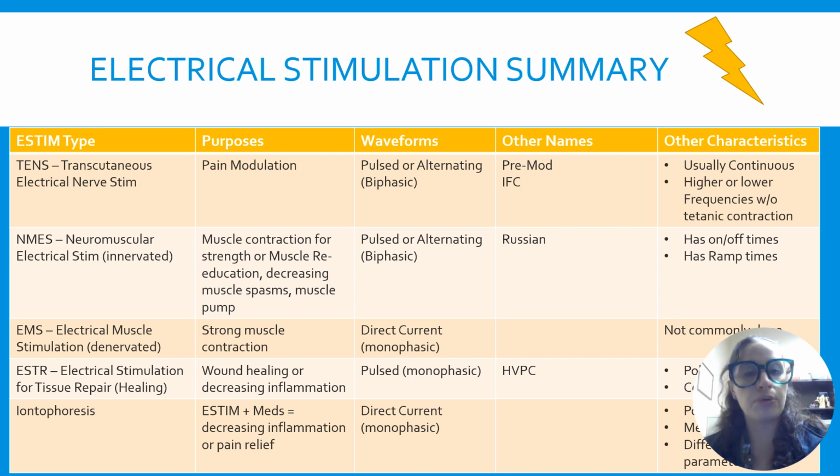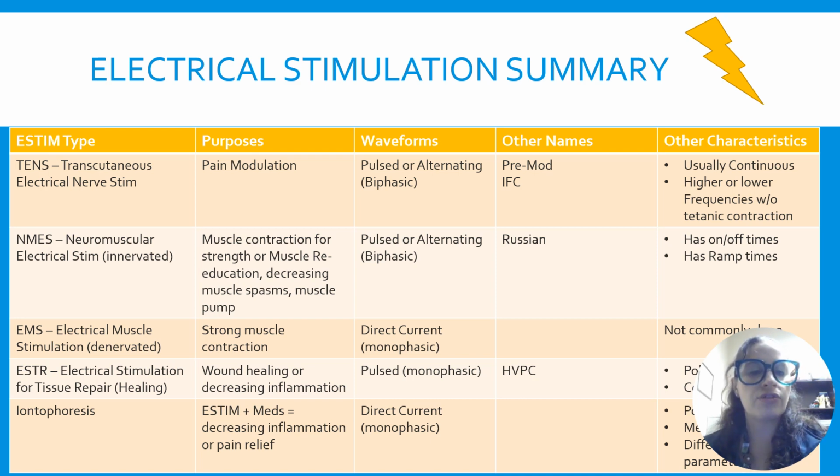This uses a pulsed waveform, but it's monophasic this time because you do want an ionic charge, and the main type of ESTIM, if you will, that you use is high volt pulsed current, which is also known as HVPC. What it says there on the side that I'm blocking is that you do have to consider a polarity now, and if it's for inflammation, the polarity is negative.